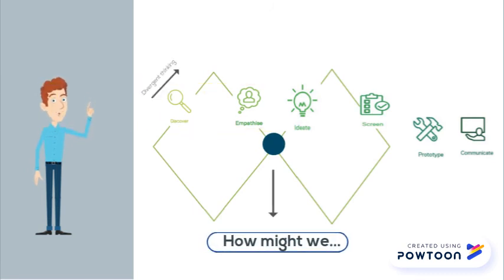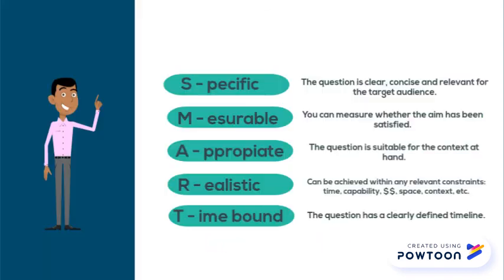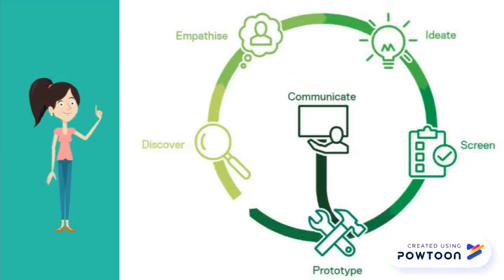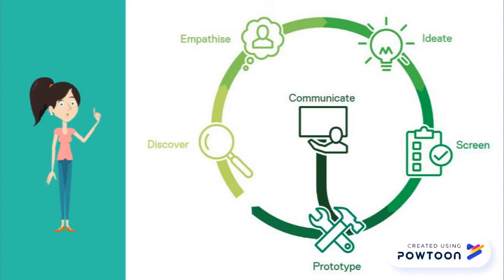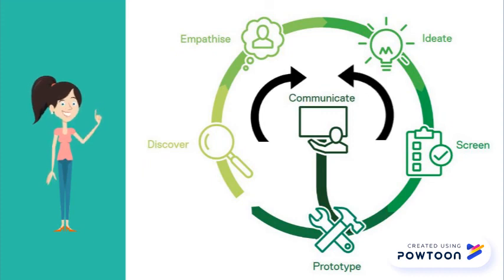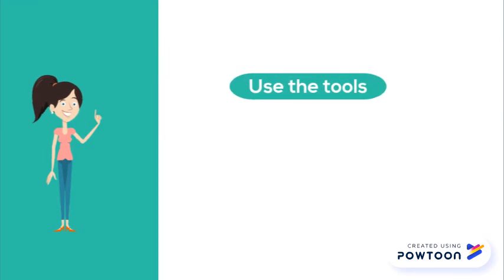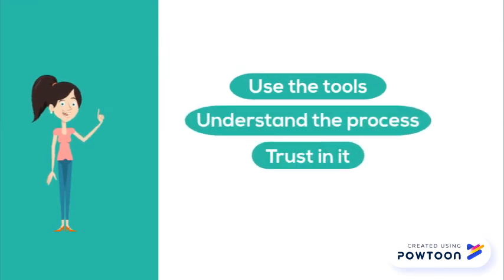And for that, you will use divergent thinking during the discover stage and then start narrowing down using convergent thinking while you empathize. Make sure your question is smart before moving on to the next stages of the human-centered design approach. Keep in mind, this approach is not a linear process and it is normal to go to and fro between different stages. Just remember to use the tools, understand the process, and trust in it even if it feels uncomfortable.